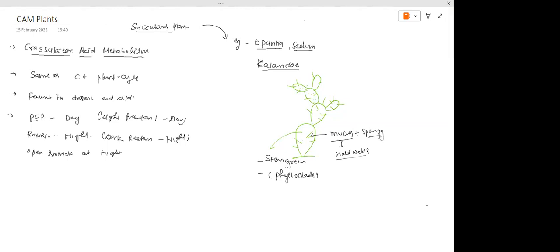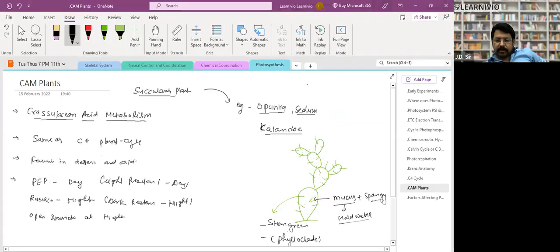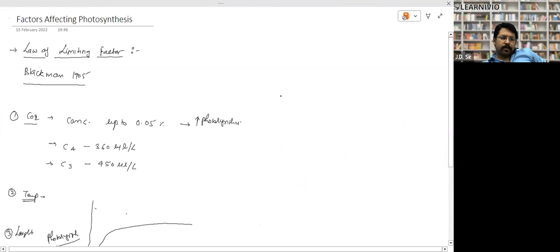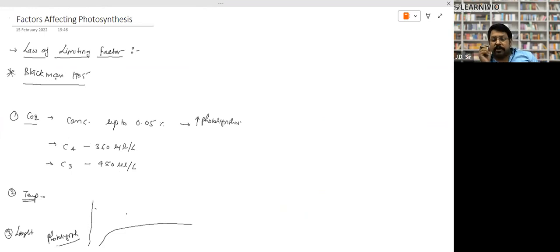Yes, sir. So last but not the least, the factors affecting photosynthesis. It's very simple. The law of limiting factor was given by Blackman. An important question, it has been asked. Blackman says the factor which is present in the least amount will decide the rate of reaction. It was given by Blackman in 1904.